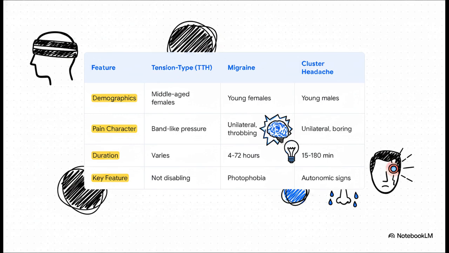And finally, we have cluster headache. This one's way more common in men, and it's our classic example of a group we call the trigeminal autonomic cephalalgias, or TACs for short.